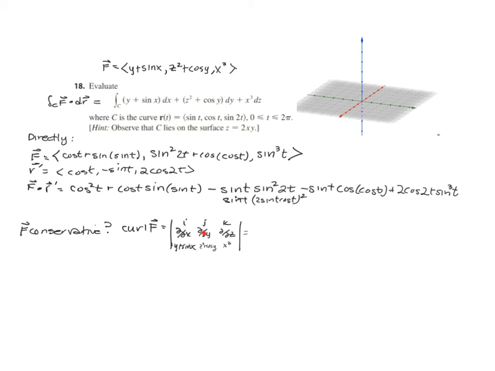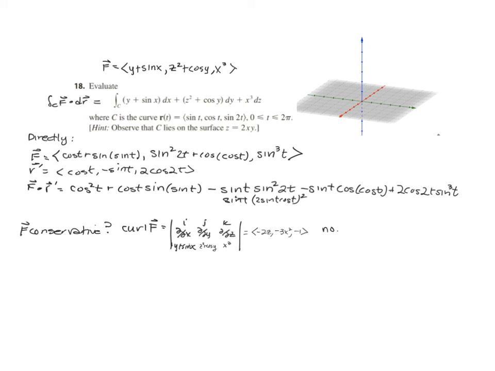So curl. Partial y of x cubed is 0, partial z of z squared plus cosine y is 2z. Partial x is 3x squared minus 0. So 3x squared, but in the j position, so negative. K, partial x is 0, partial y is 1, so minus 1. So f is not conservative. I could tell that as soon as this wasn't 0. They have to all be 0. So f is not conservative.